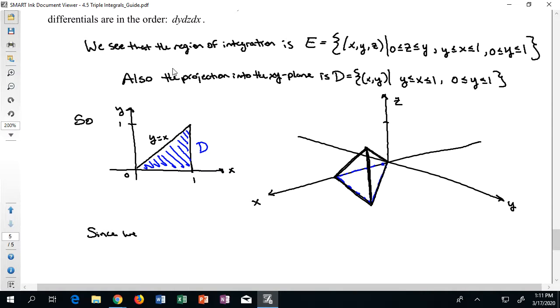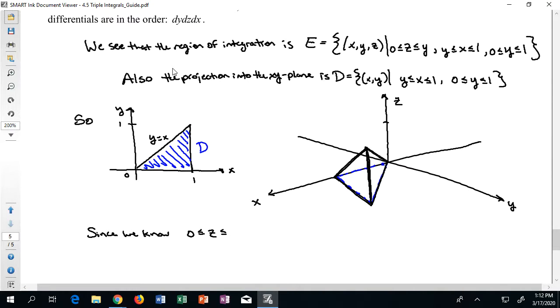Since we know some of the bounds here on y, we might be able to make some adjustments or make some statements. So I'm going to look at the inequalities that involve y.